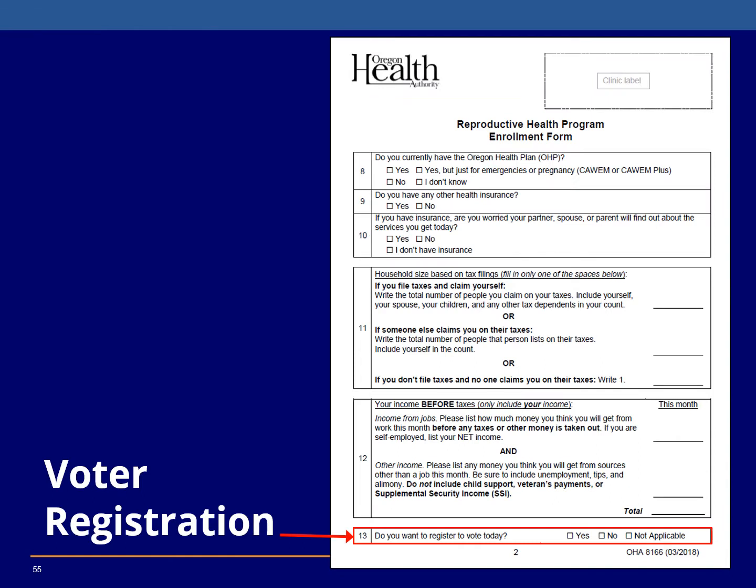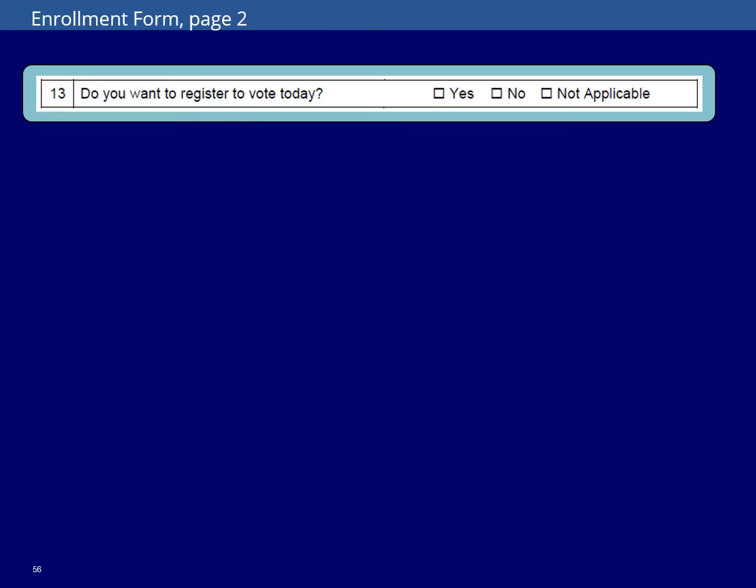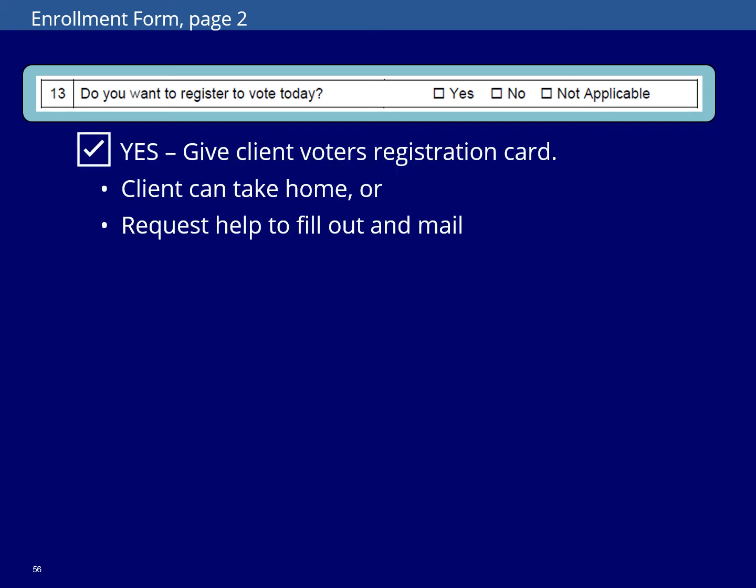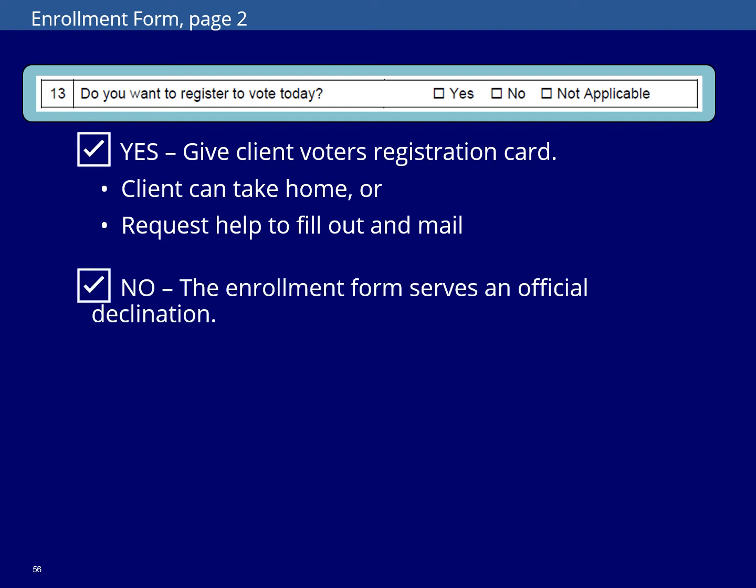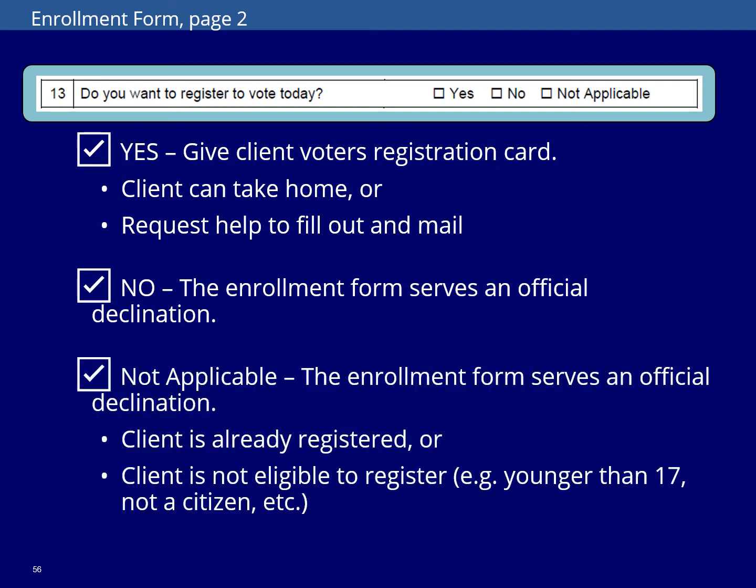The final question in the eligibility section of the enrollment form is about voter registration. Federal law requires that we offer clients the chance to register to vote. This means all clinics should keep voter registration cards available for clients who check yes to this question. If a client checks yes, you should give them a voter registration card and offer to help the client fill it out and mail it, though they can take it and do it themselves. If the client checks no, no other action is required. And the option NA is for clients who are already registered or ineligible to register.